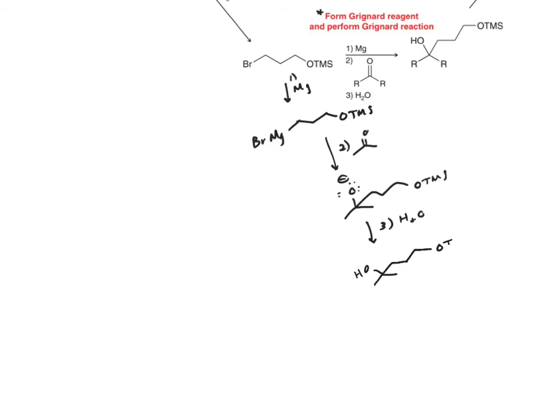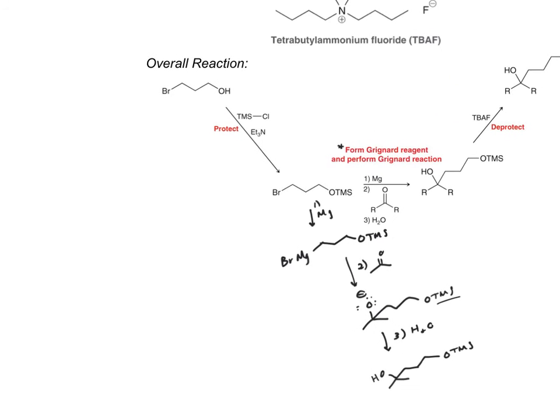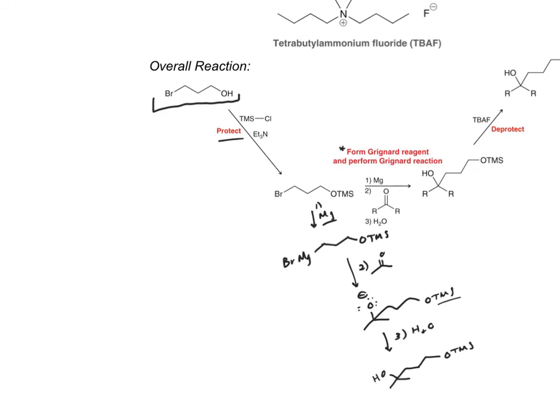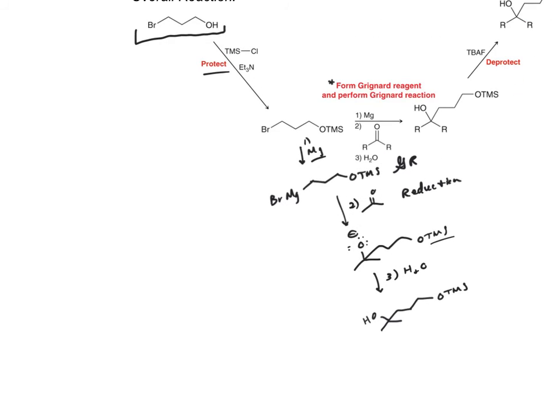But now the only problem is we still have this protecting group on here. Okay, so first step is taking our alkyl halide that has our alcohol, protecting it with this TMSCl and triethylamine. Once we're there, we'll then react with magnesium to form the Grignard reagent. We'll react it with our aldehyde or ketone to undergo that reduction. And then again, we'll react it with water in a third step to protonate that alkoxide product. Again, at the end of the day, we still have that protecting group on.